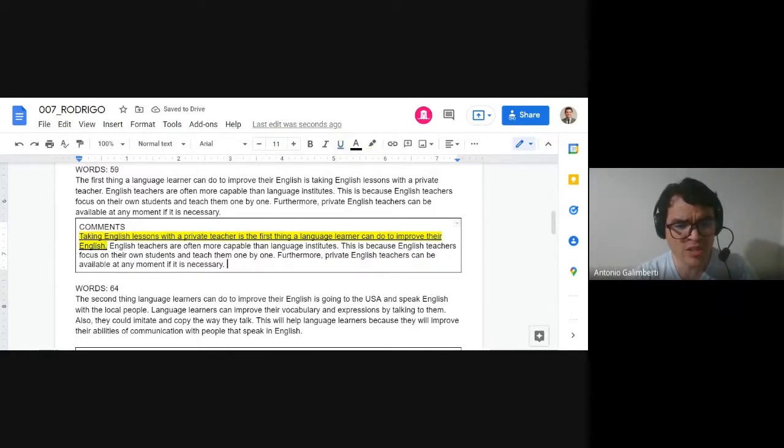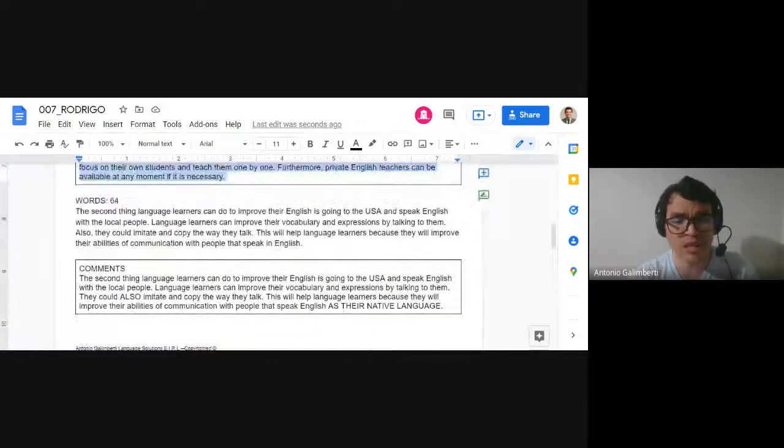Then all the other sentences that you see here are connected to that topic sentence. English teachers are often more capable than language institutes. This is because English teachers focus on their own students and teach them one by one. Furthermore, private English teachers can be available at any moment if it is necessary. You see? So I believe these three sentences are giving more information about the topic sentence. So I consider that this is a very simple, well structured paragraph. Then the other one has 64 words.